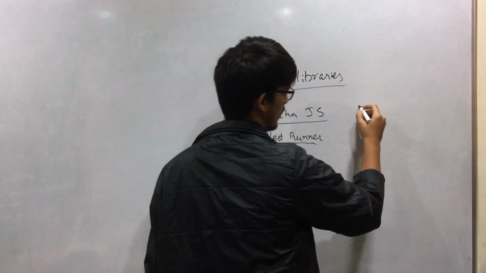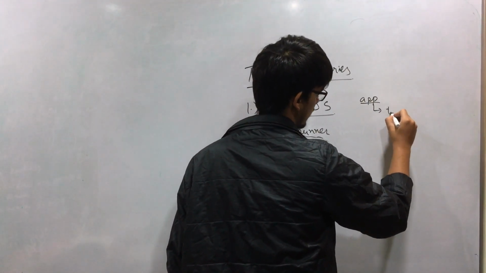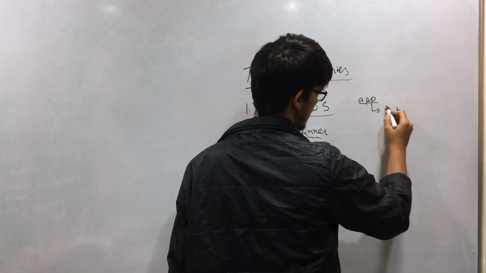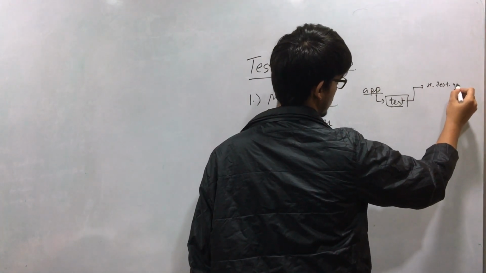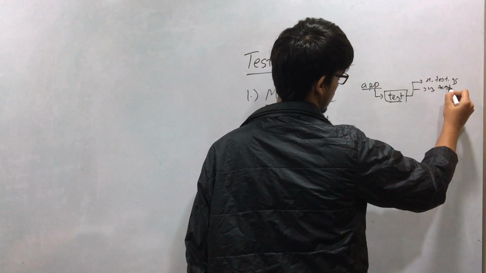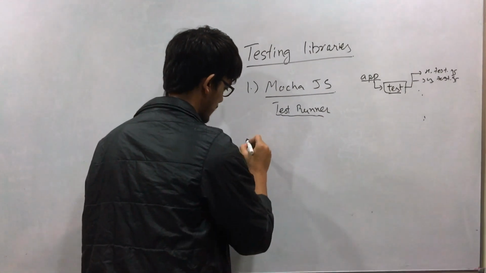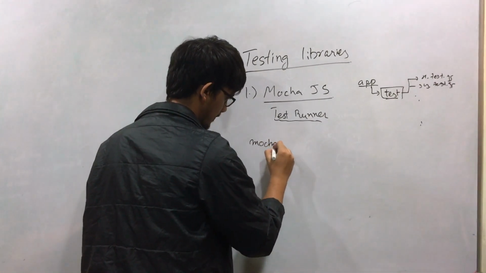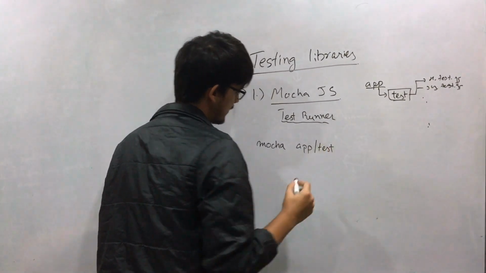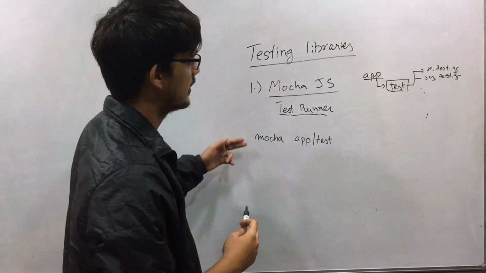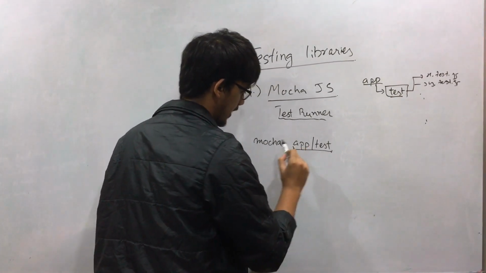So suppose I have a folder of my application called app, and in this I have a directory called test. And in this directory, all the test cases are lined up. Suppose x.test.js, y.test.js, and so on. So suppose I want to run these test cases, I will type in my command line mocha app/test. This will tell the Mocha library that I want to test my test cases which are lying in this directory and run the test cases.